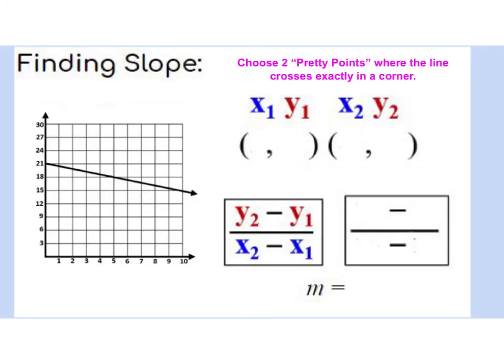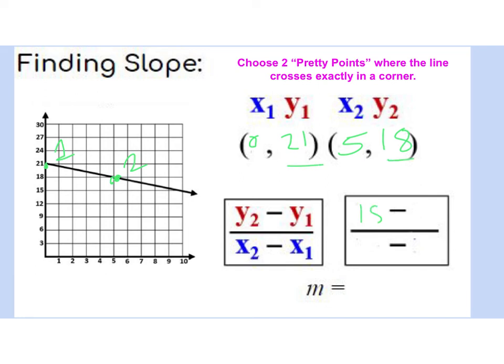So we're going to use the slope formula to find the slope on this graph. First, we need to find our 2 pretty points. All right, so our first ordered pair, we're going to use (0, 21). And for our second ordered pair, we're going to use (5, 18). So we're going to do y2 minus y1.